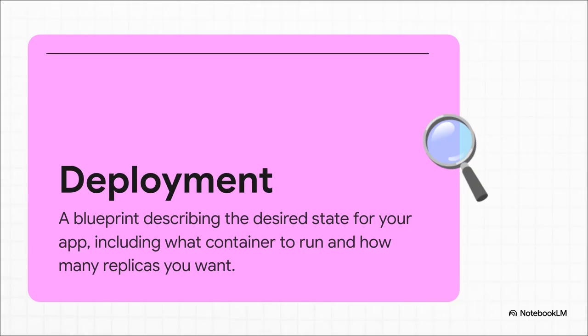A deployment is your blueprint. It's you telling Kubernetes what you want the world to look like. You don't tell it, hey, go start this one pod. No way. You tell it, my desired state is to have 3 identical copies or replicas of this application pod running at all times. That idea of a desired state is the core concept.